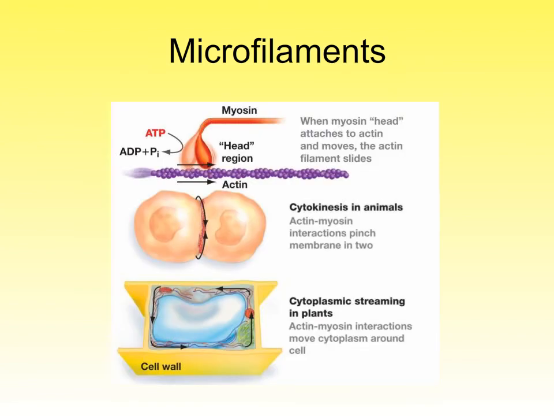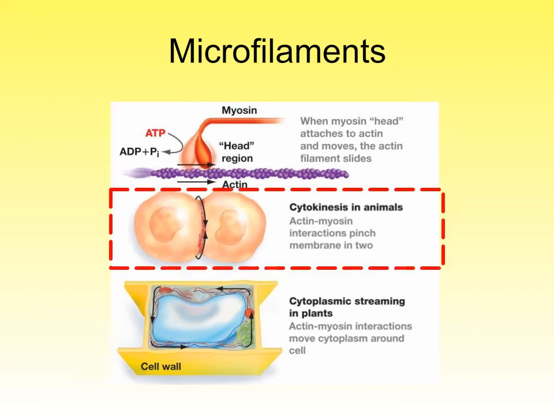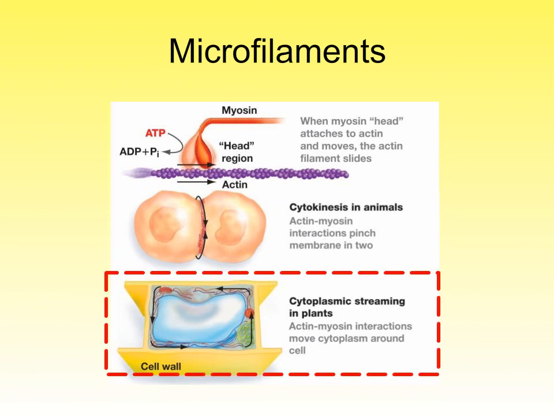Microfilaments can be found interacting with another protein called myosin to allow for different types of movements. Both are found in some cells, like muscle cells, and allow the cell to contract or shorten. This pair pinches animal cells in two during cell division, a process called cytokinesis. And myosin and actin also work together to move the contents of cells in plants during cytoplasmic streaming.